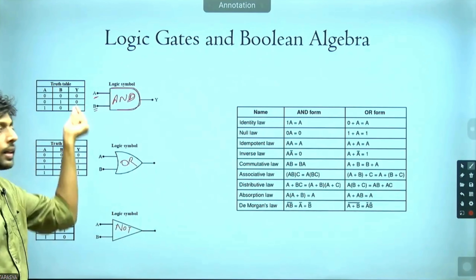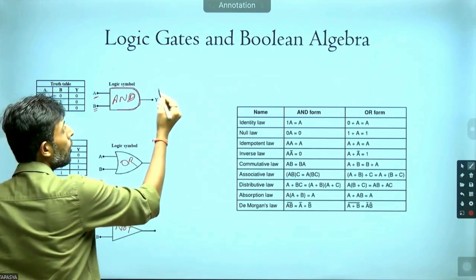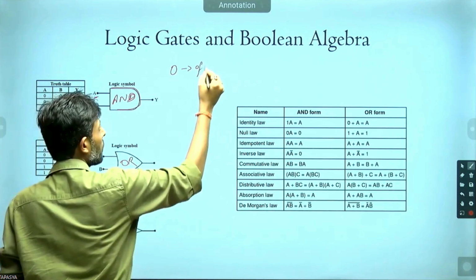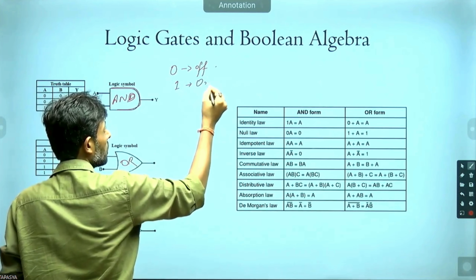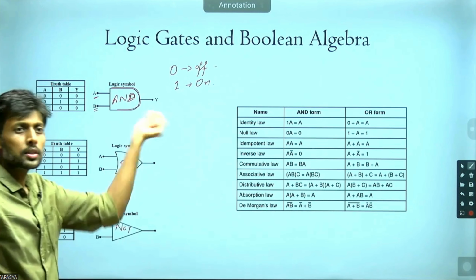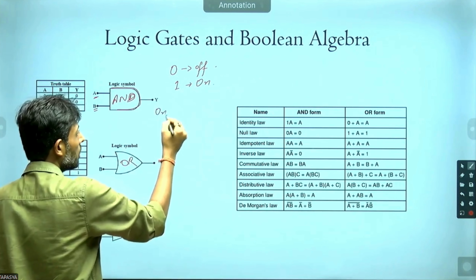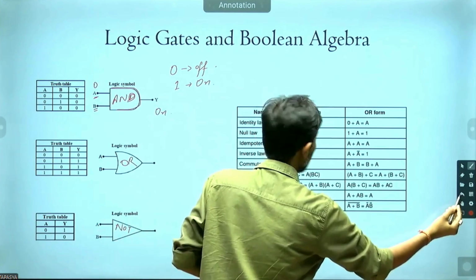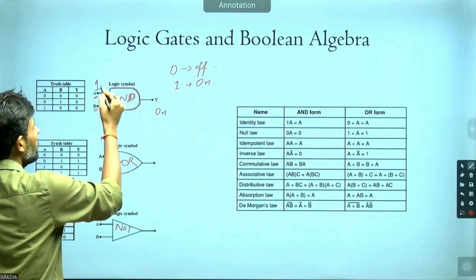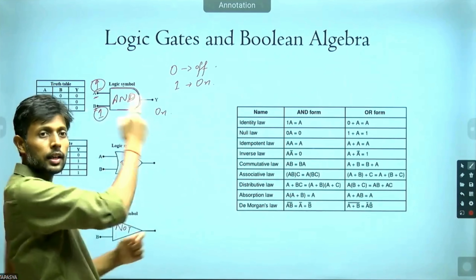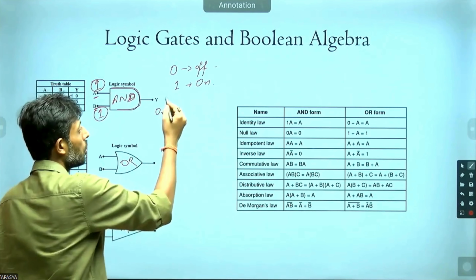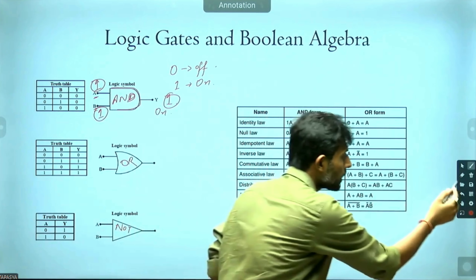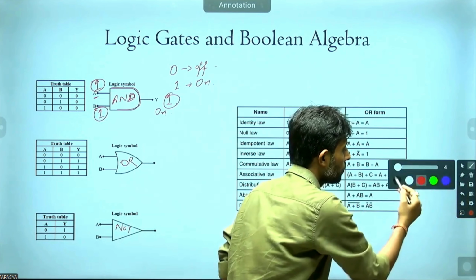So when will the AND gate give you a positive output? Consider 0 means off, and 1 means on. An AND gate will give you a positive output, or on, only when both are on. In other words, only when both conditions are satisfied. If this is 1 and this is also 1, then only will the AND gate allow 1 to be the result. In all the other cases, the AND gate will give you 0.